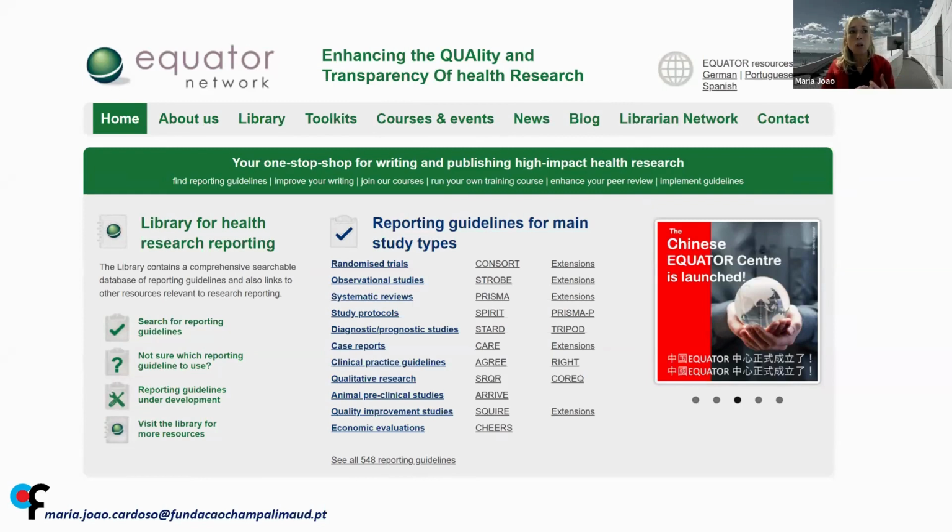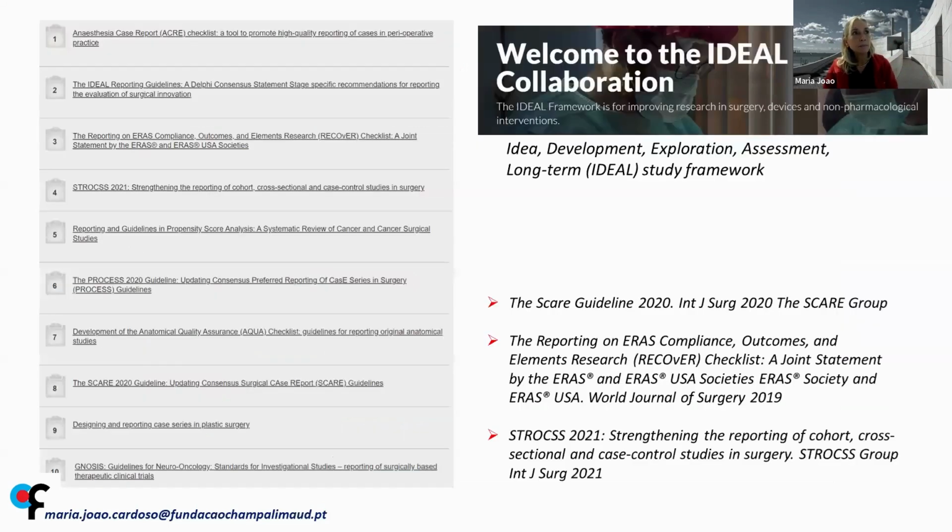You have the AGREE for clinical practice guidelines. You have the ARRIVE for animal preclinical studies, and you now have the economic evaluation, the CHEERS evaluation, when you have to, for instance, evaluate and compare the financial toxicity of one approach versus another. And this is very important. Here I underline all those that are in relation to surgical studies. And here they explore something that I'm going to talk to you about that is called the IDEAL collaboration.